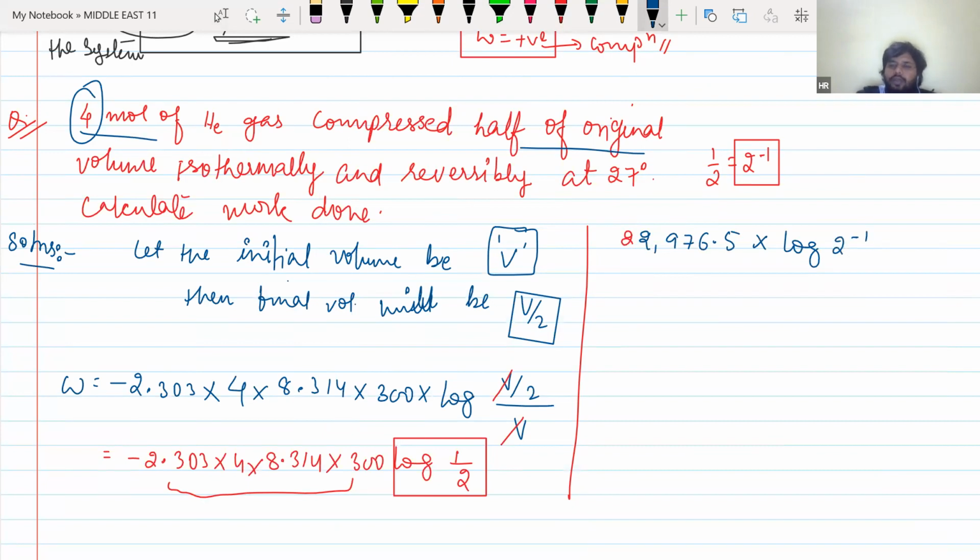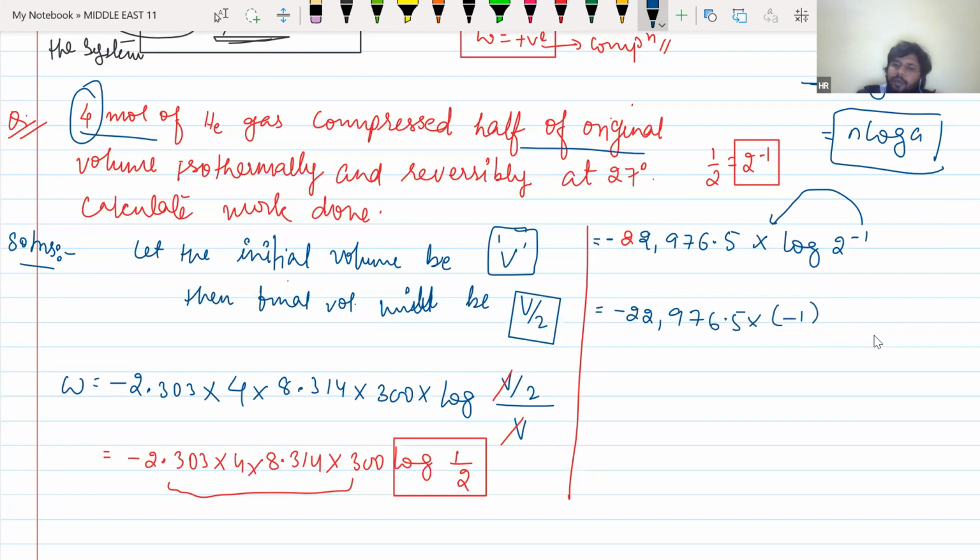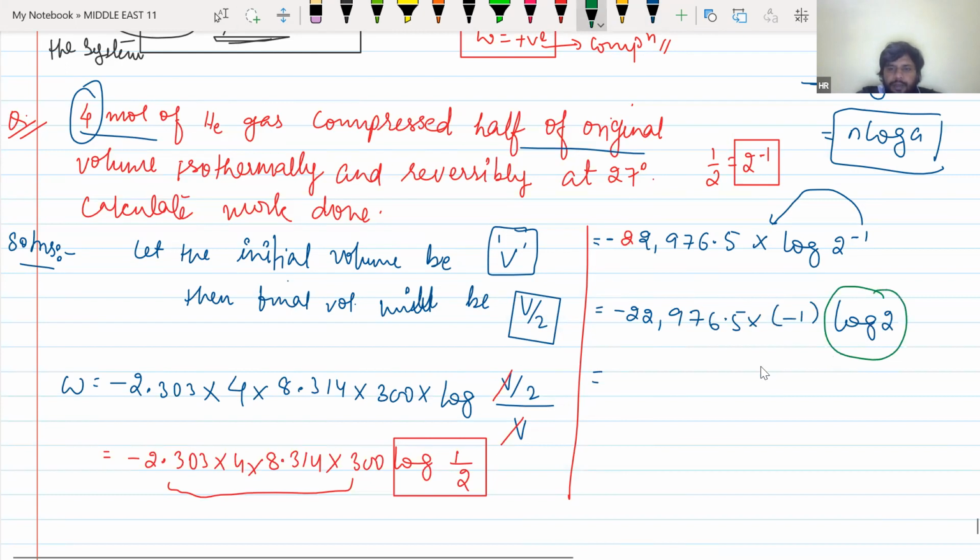There is a formula in log: log a raised to the power n is equal to n log a. This power will come as a coefficient of log. So, since the value has a minus here, you can see minus 22,976.5 and then into minus 1, and here it will be log 2. What is the value of log 2? I just wrote it in the previous slide. Let me know, please. The value of log 2 is 0.3010.